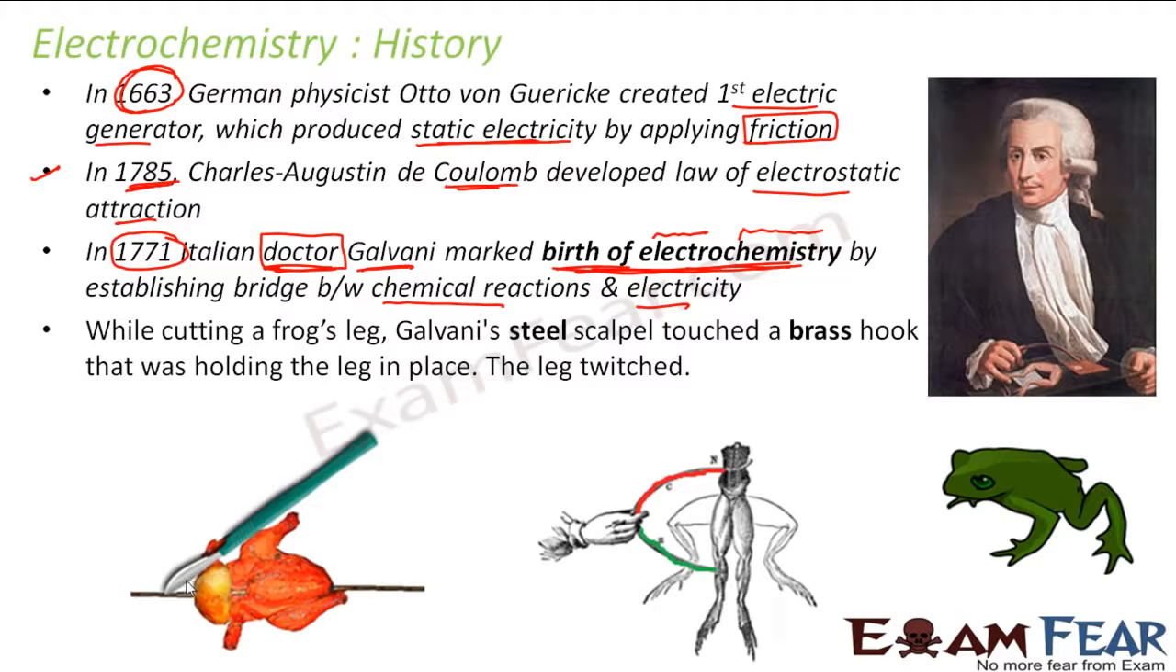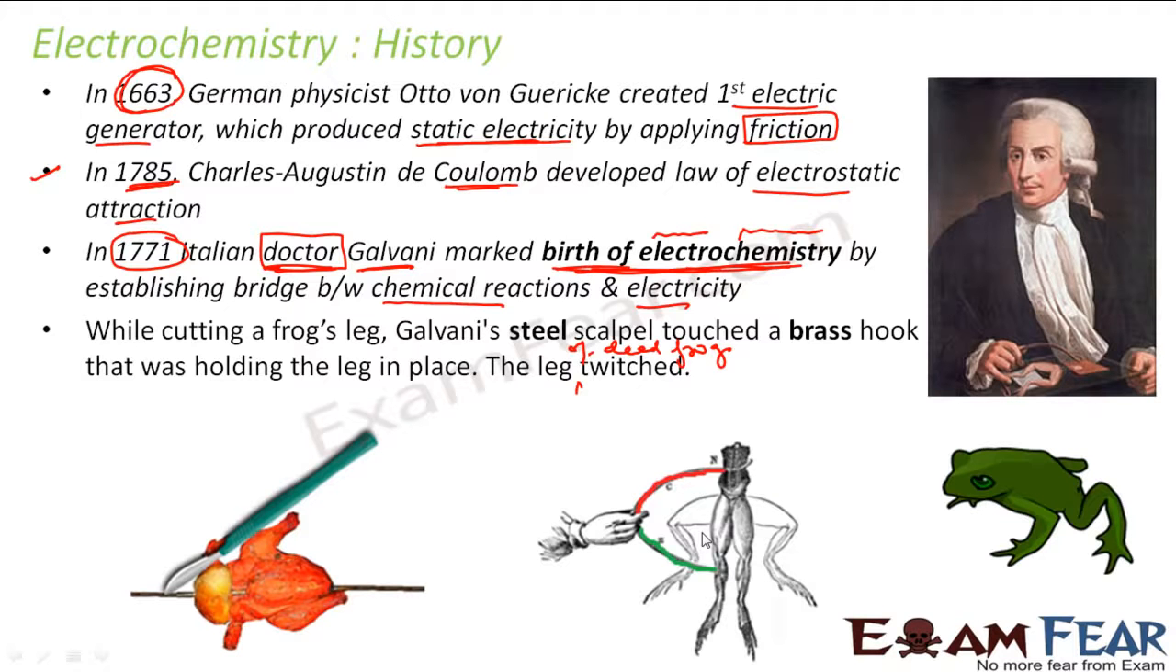The funny thing that happened was the leg of this dead frog twisted, right? So he did the experiment once again. He took two different metals, for example steel and brass, or zinc and silver. It just has to be two different metals. And the moment you touch a dead frog, the leg twists, and that was a little strange, right? Why did the leg twist?